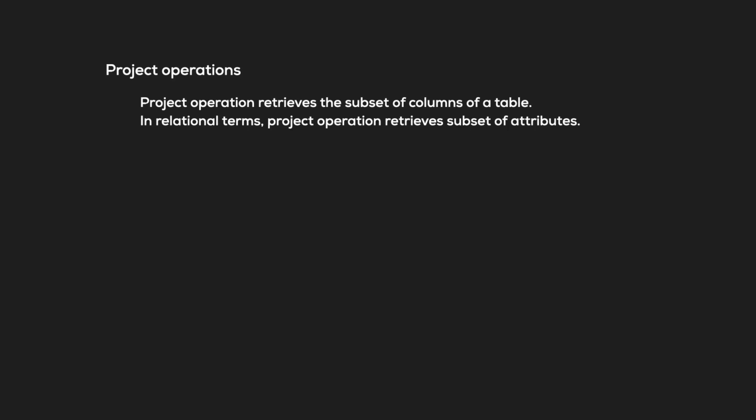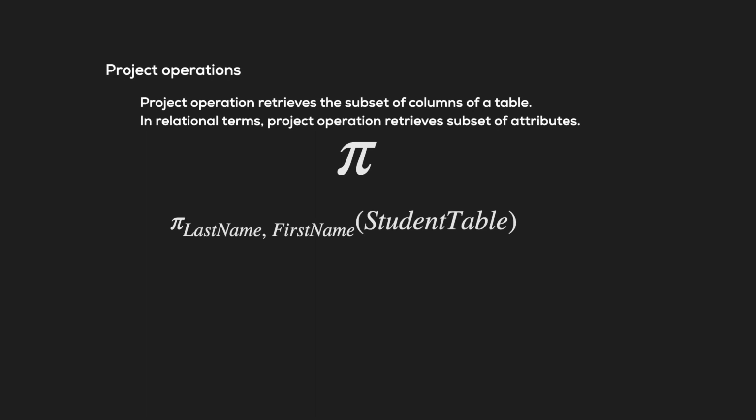The next operation that we're going to see is the project operation. Project operation is used to retrieve a subset of columns from the table. In relational terms, we can say that it is used to retrieve a subset of attributes. So project operation is represented by the pi symbol, and the columns that we have to retrieve are given as a subscript, and the table from which we're going to retrieve the columns is given in the brackets.